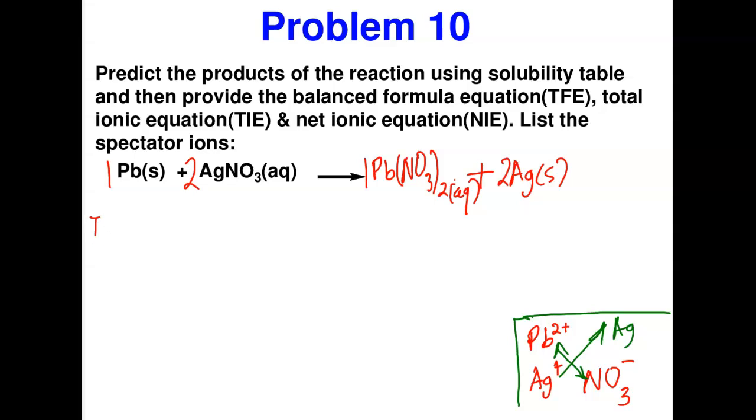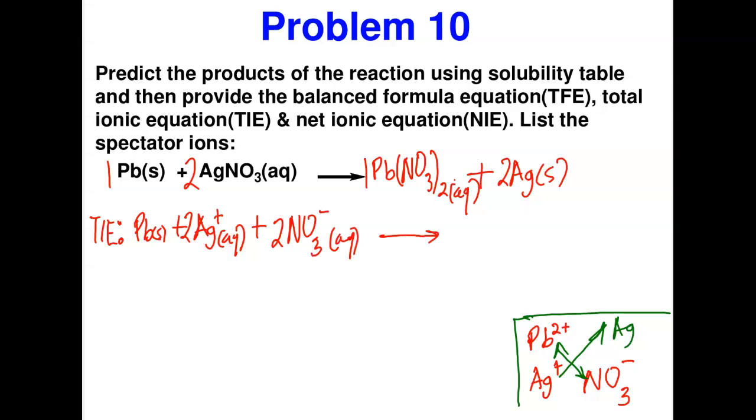Then what will be the total ionic equation? The total ionic equation here will be, we start writing. Remember, this cannot break down. It's going to remain solid. Plus, this can break. This is aqueous. So this is going to be Ag+ aqueous plus, of course, it's 2 ions. So we're going to put 2 here. And then plus, what about nitrate? Nitrate is 2 moles. So we're going to put 2 NO3- aqueous.